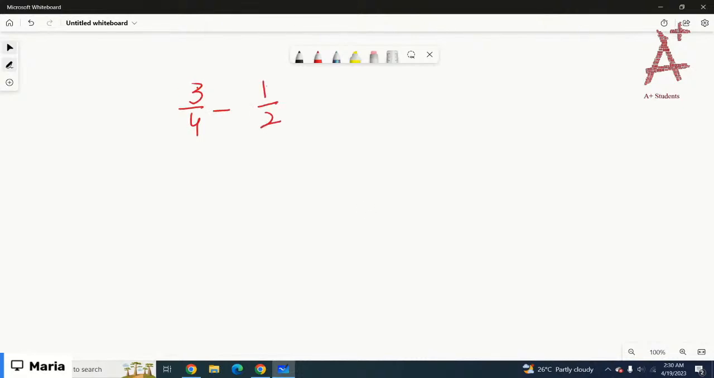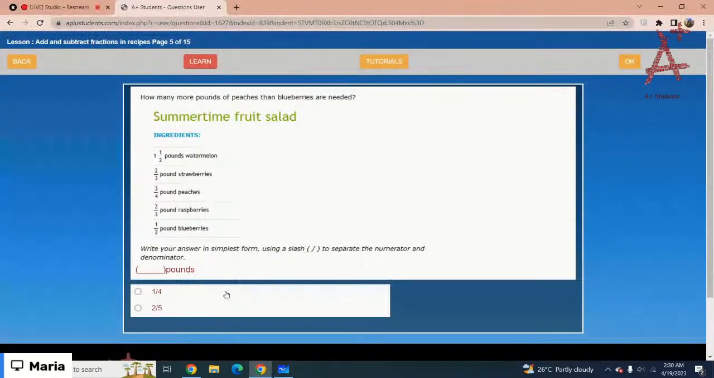So first of all, you need to make their denominator same. 2 times 2 makes 4, so just multiply this fraction by 2, so it would be 2 times 1 is 2 and 2 times 2 is 4. Now they have like denominators, just subtract their numerators. So 3 minus 2 is 1, so it would be 1 over 4. Got it? So the correct option is 1 over 4. So just select the correct option and click on the OK button.